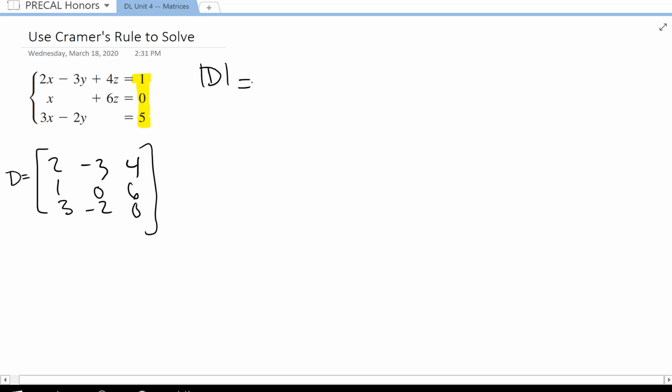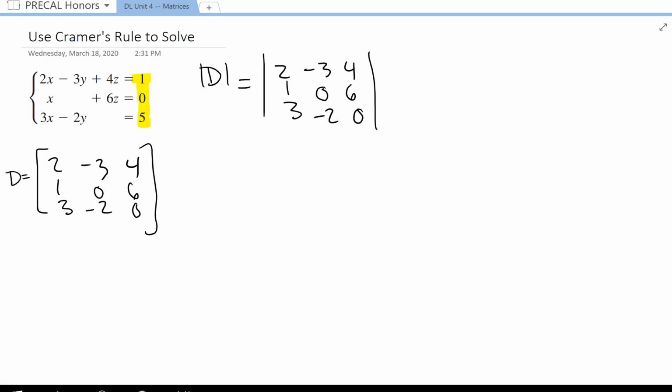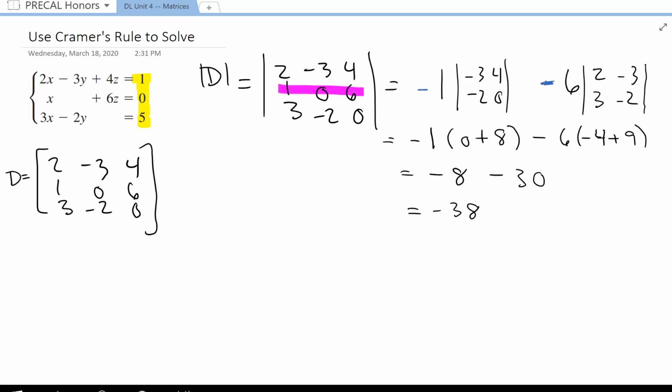Okay, that means we have to expand upon a row or a column like we did in yesterday's lesson. And since we did it yesterday, I'm not going to bore you. If you don't remember the steps, I will have them shown here in a second. And we get negative 38. All right, we're going to do the determinant of the x matrix.